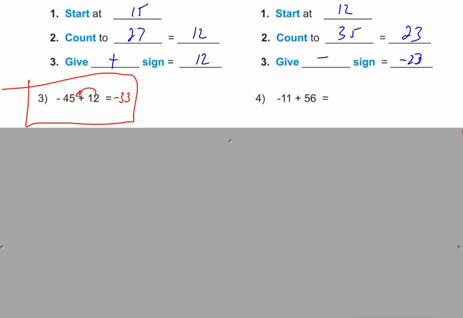Those 12 positives wiped out 12 of those negatives. How many are left? 33 negatives. You got to figure out how many are left. Whenever it's positives and negatives, you got to figure out how many are left. That's what you're doing in your brain. So it should be quick.